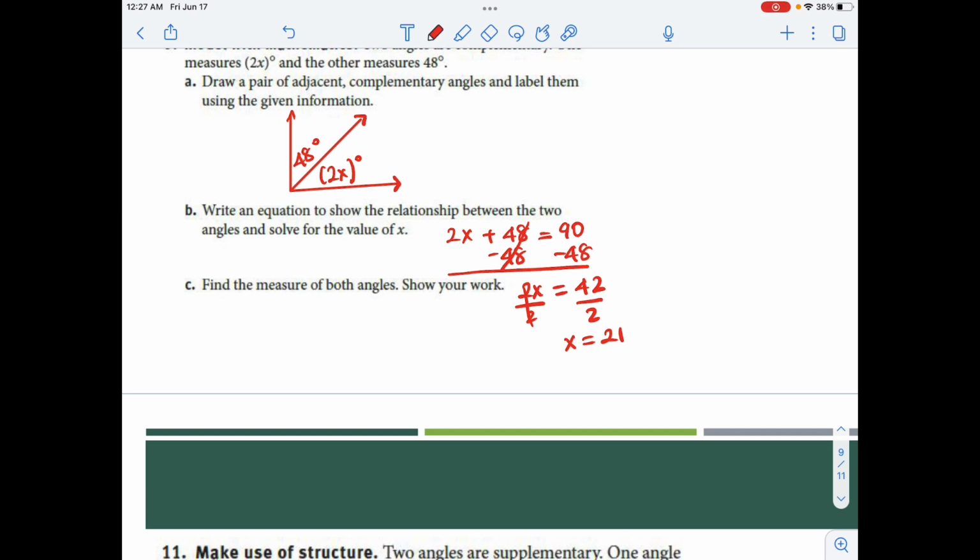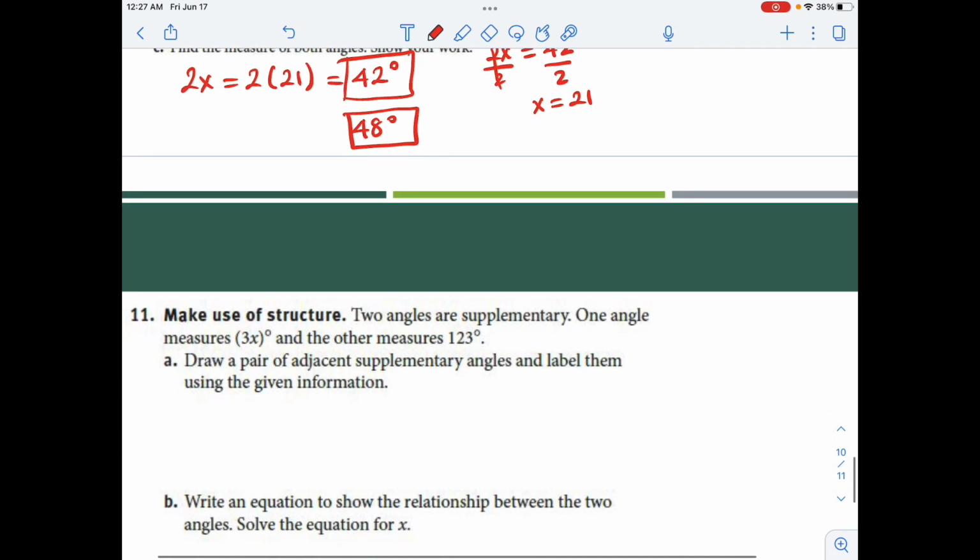So from here it says find the measure of both angles. The second one we already know, that's 48, right? Because it's already given right here. So we're just going to find the first angle really. 2x means 2 times 21. From here, it is going to be 42 degrees. Okay, so that's our second angle. And the first one was 48 degrees. It's already there. Okay, well done. Let's move on to the next question.